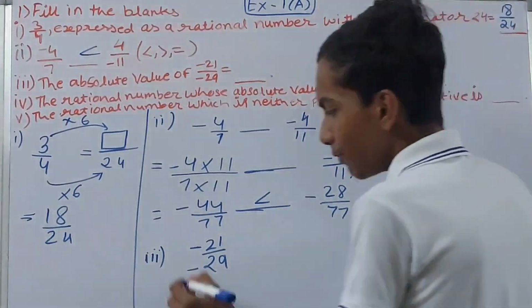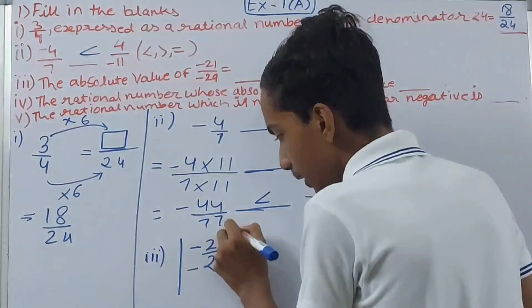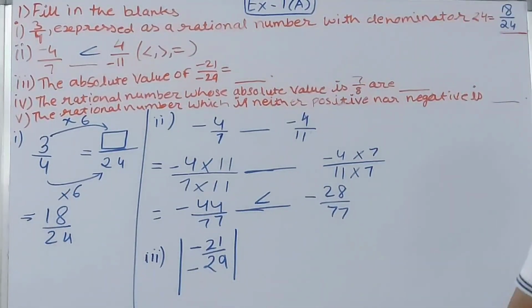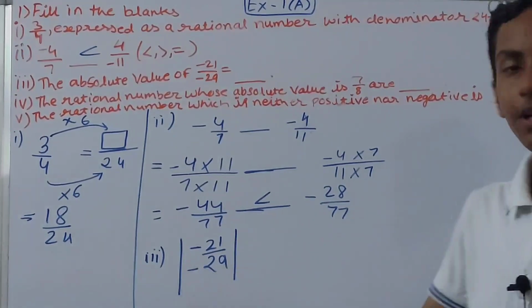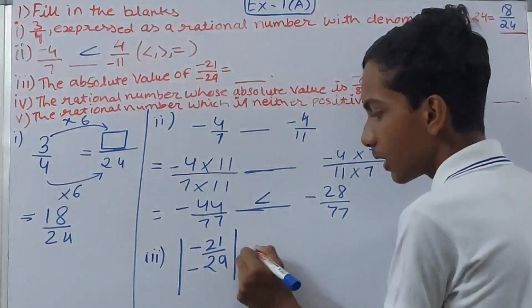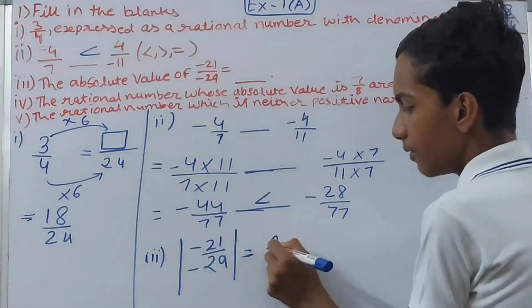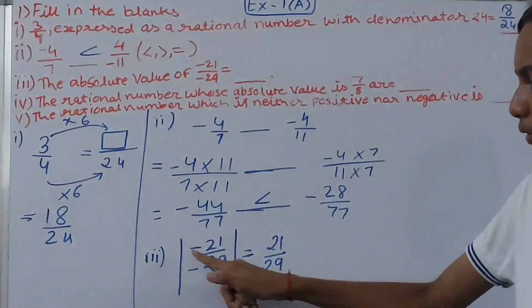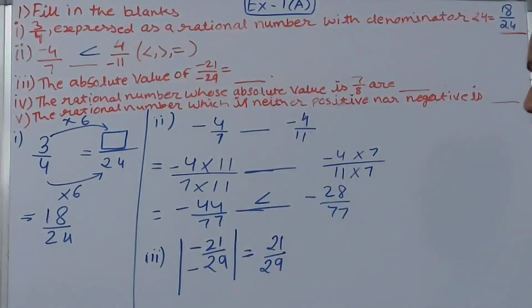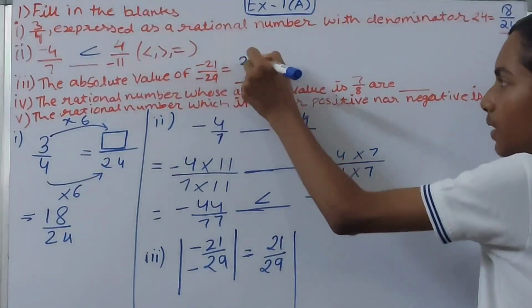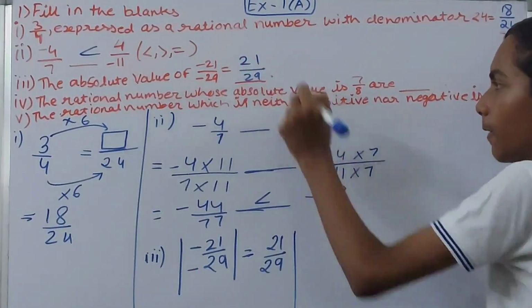For putting absolute value, we put it in such bars. These are called mods, and these indicate that we have to find the absolute value of the number. So simply write 21 upon 29. There is no need to put the minus signs, right? So here we can mention it, 21 upon 29.